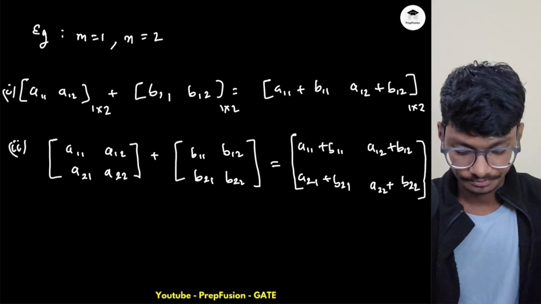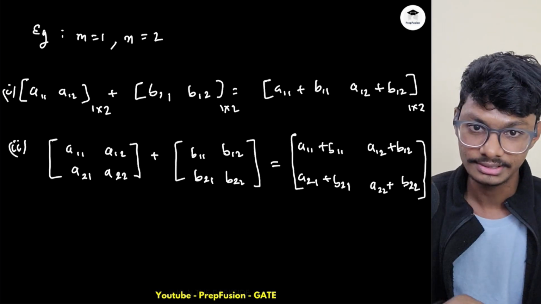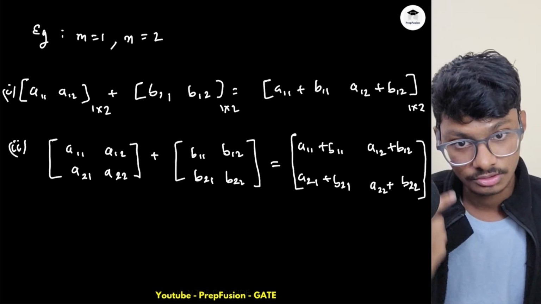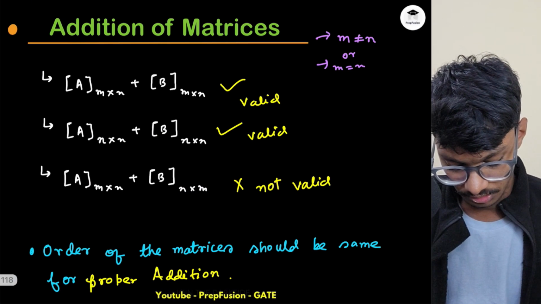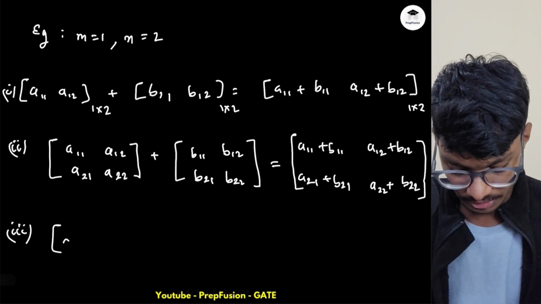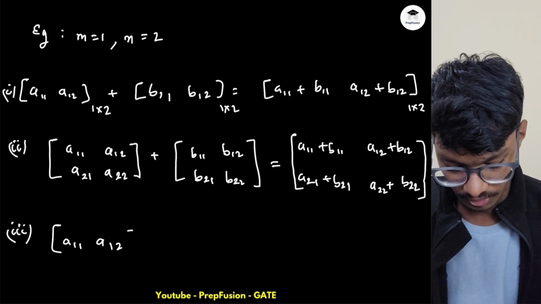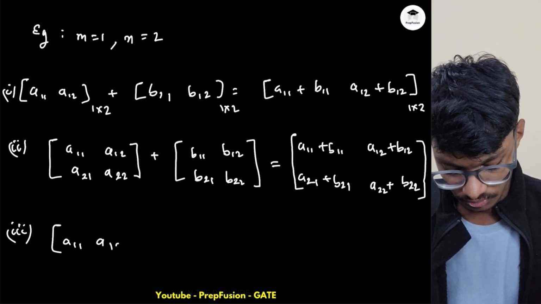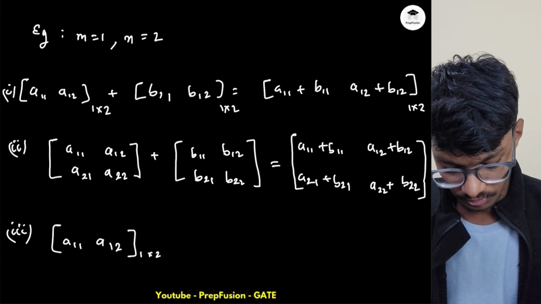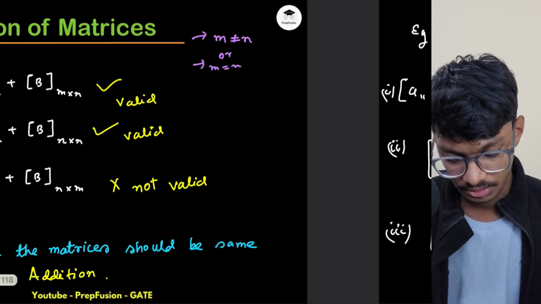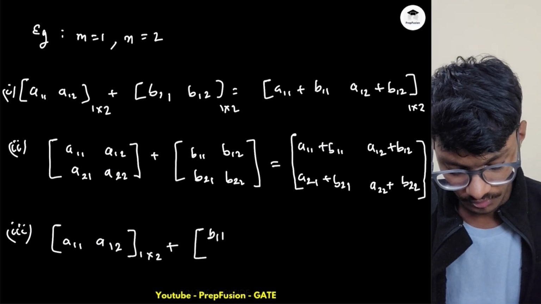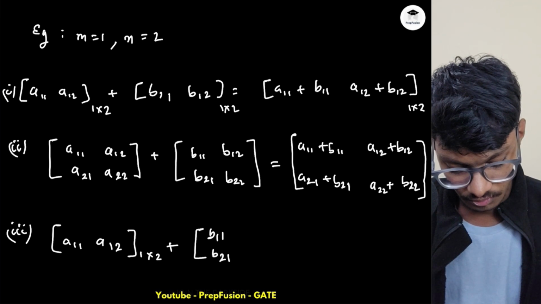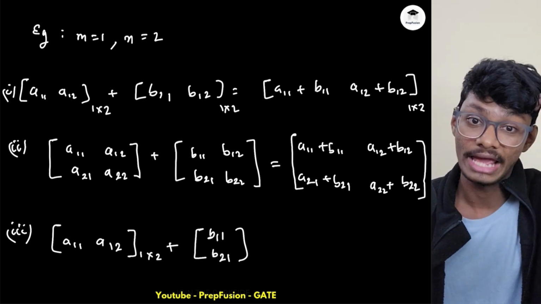Okay, so these are things. Now let's solve for the third case. So for the third case, this is m cross n, so again this only has a12 and a11 and a12, plus 1 cross 2, so this becomes 1 cross 2, so this will be a11 and b21. Okay, now can we add this?